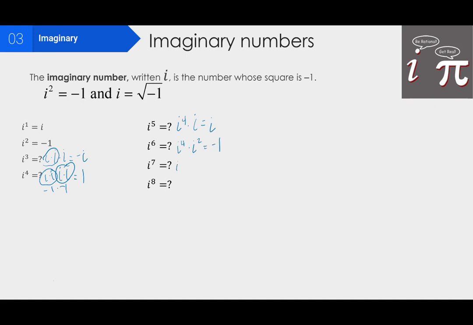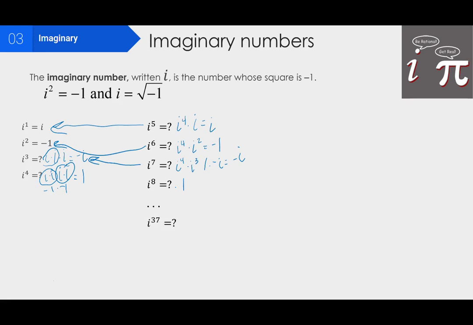And then i to the seventh is i to the fourth times i to the third. i to the fourth is 1 from what we did before, and i to the third was -i. Notice how I'm just repeating this pattern: i, -1, -i, 1. Guess what i to the eighth is? i to the fourth times i to the fourth, which is just +1. So every 4 exponents, I repeat this pattern.